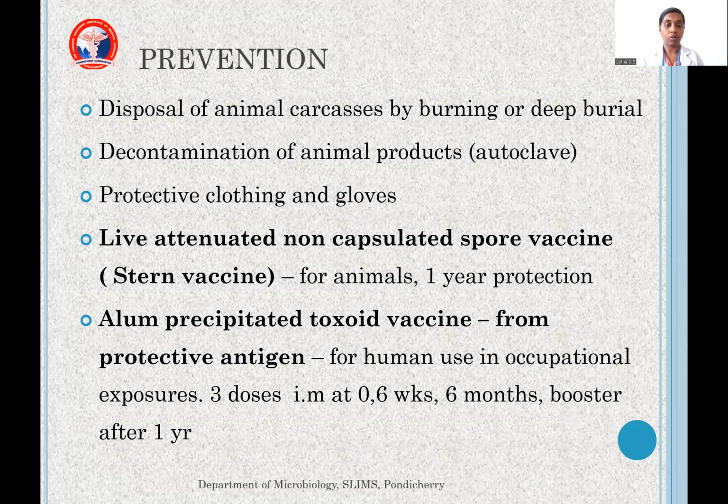The second vaccine is a toxoid vaccine. It is a toxoid prepared from the protective antigen. It is an alum precipitated toxoid vaccine. It can be used for human beings during occupational exposure. Three doses have to be given, intramuscularly at 0, 6 weeks, and 6 months, and a booster dose is given after 1 year. So these are the preventive measures that we can take to prevent the occurrence of the disease.